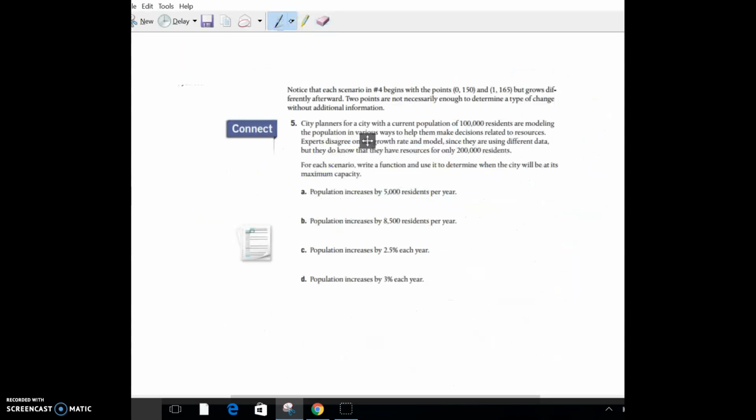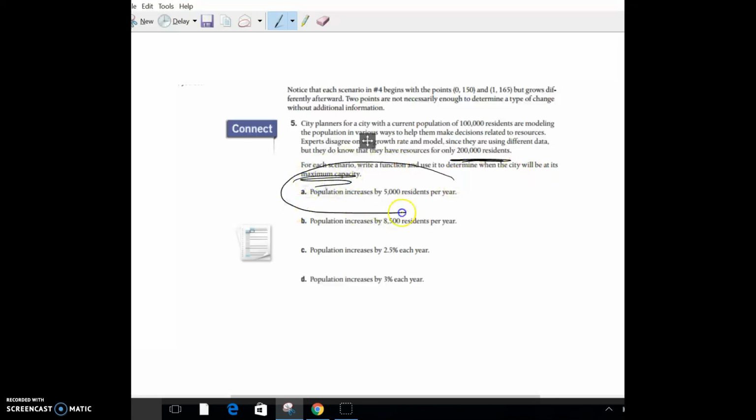All right, so let's look at this one. City planners are trying to write formulas to predict the future values. And then they also want to know when, let's see, they only have resources for 200,000. So, for each scenario, write a function, and when will it be at its max capacity? All right.